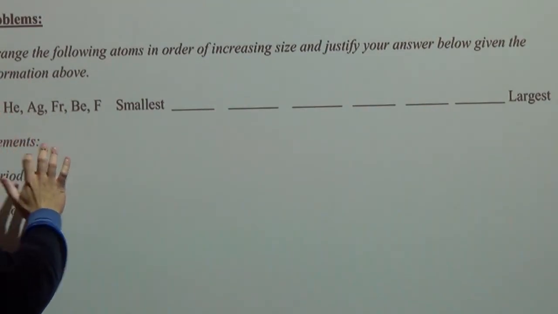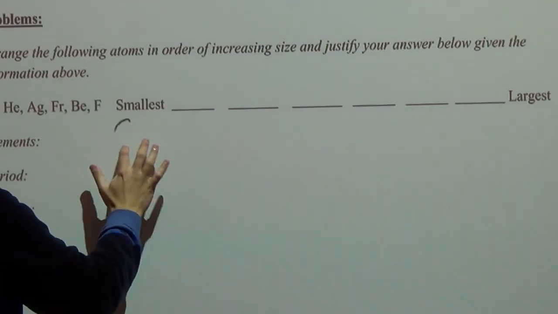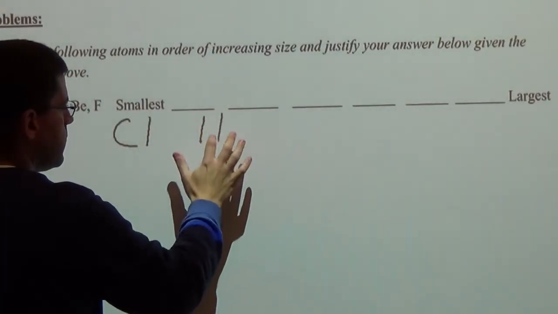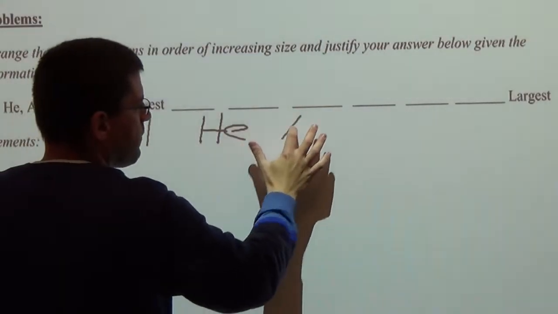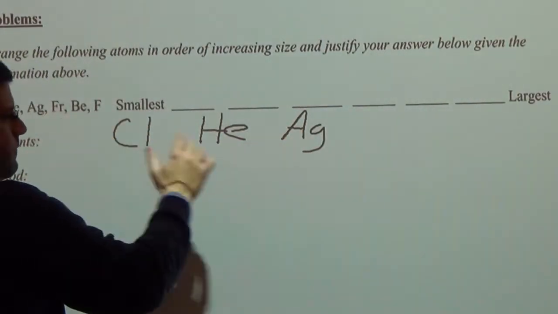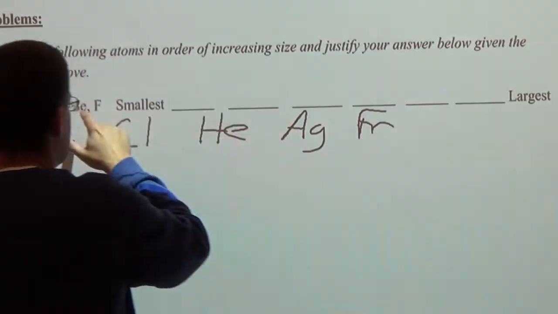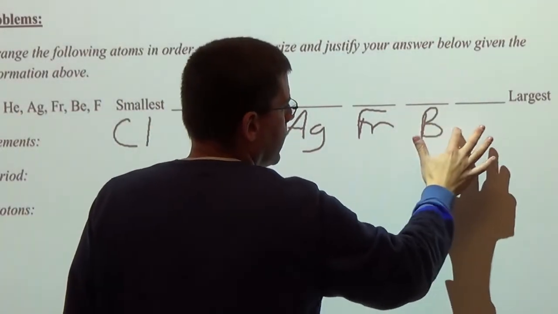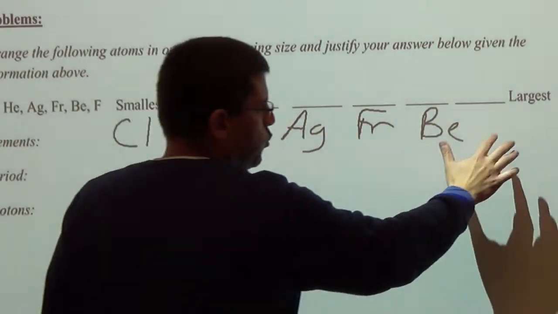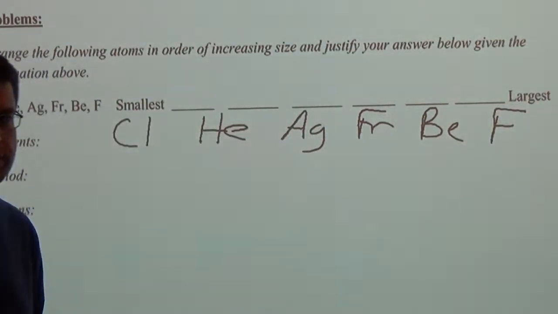So what I would do is write them down. Just write them down. Chlorine, helium, silver, Agnes loves her beautiful silver, francium, beryllium, I know it's beryllium, but beryllium, and fluorine, because that's how you spell it, but it's fluorine.